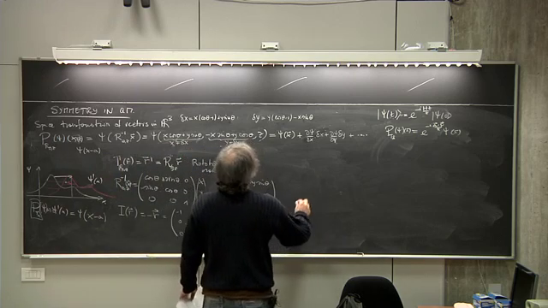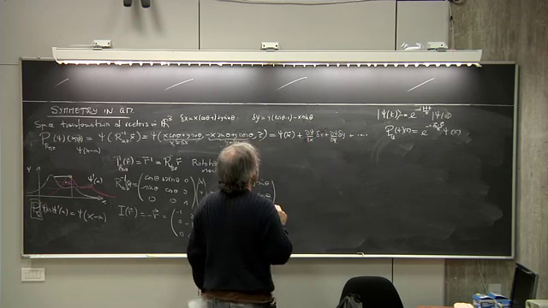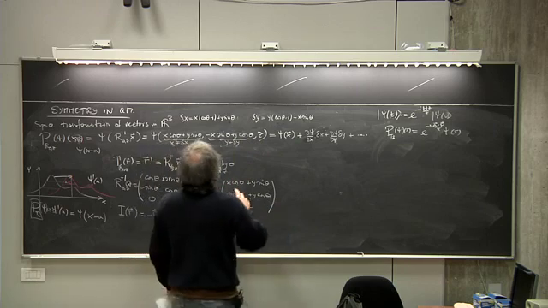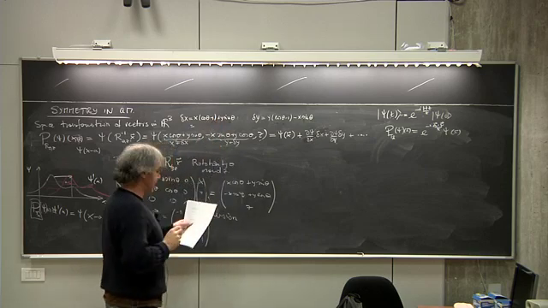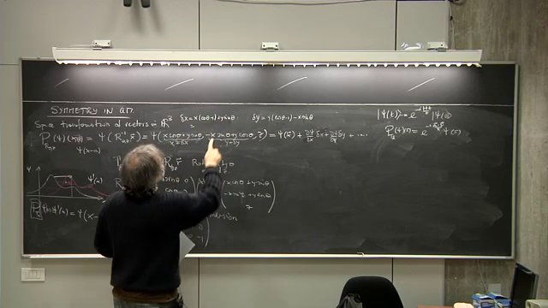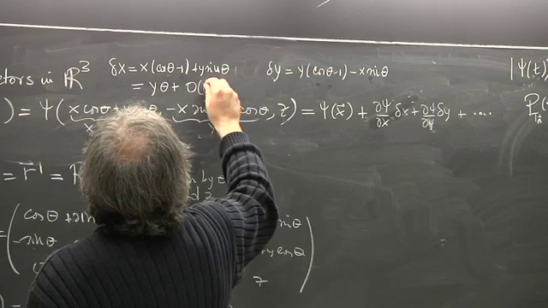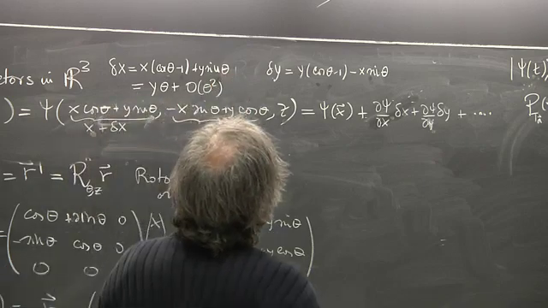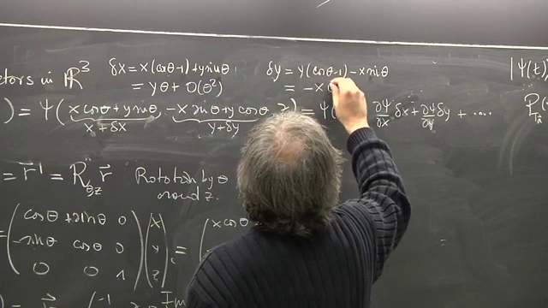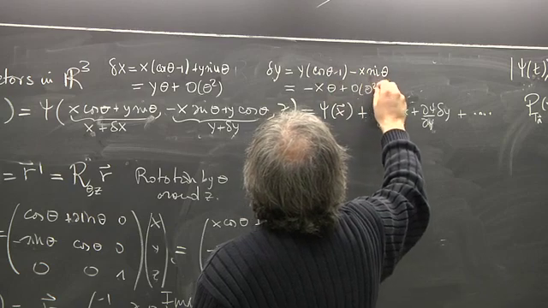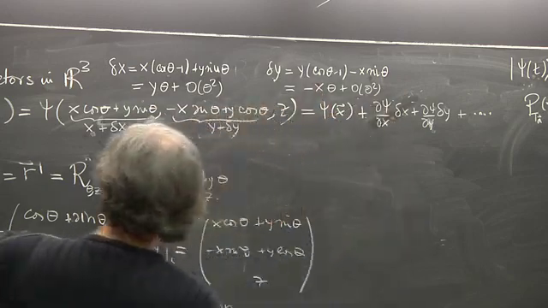Now, suppose that theta is small. So if theta is small, this quantity here is equal, to linear order in theta, to just y times theta, plus things that are of order theta squared. This quantity here, still to linear order in theta, is equal to minus x times theta plus order theta squared. Notice a different sign due to the rotations.